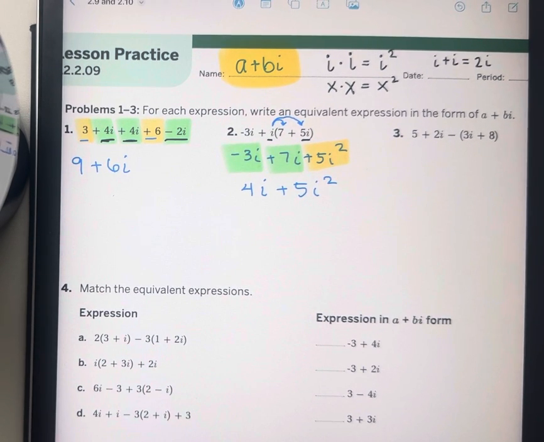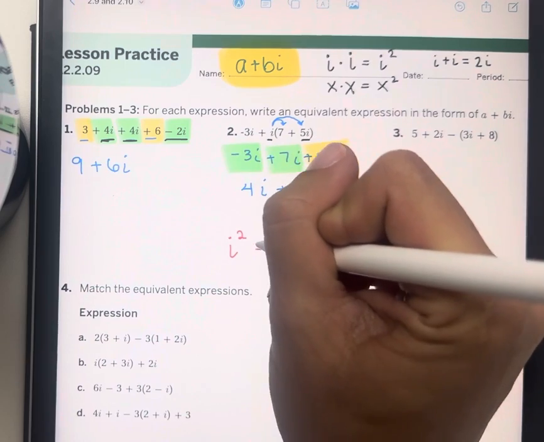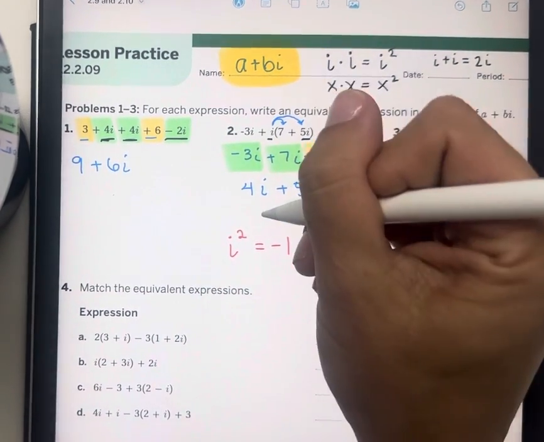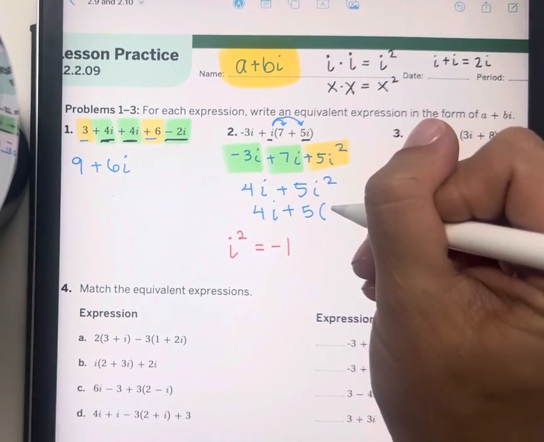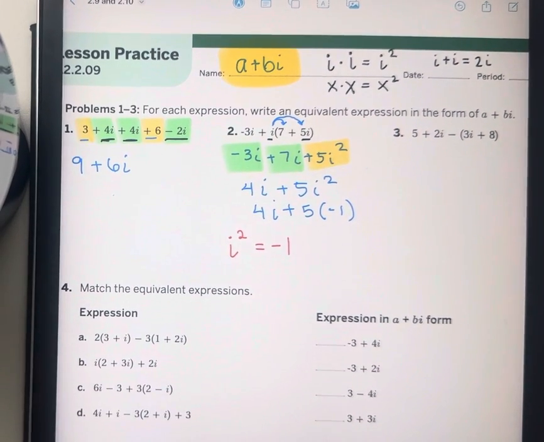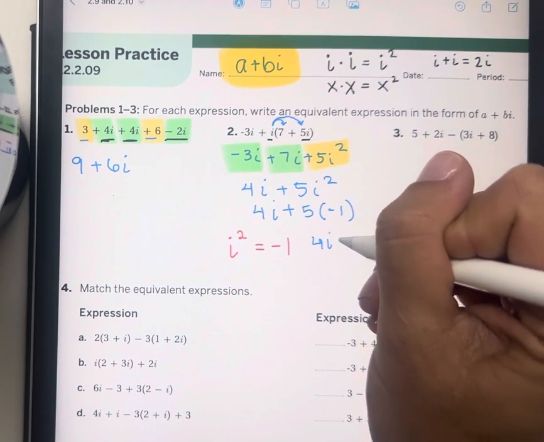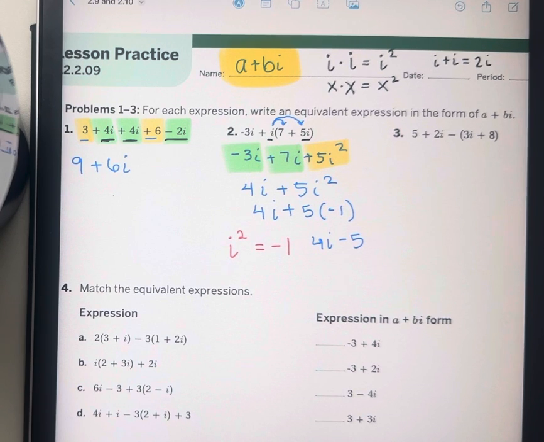So the number one thing you need to remember is that i squared equals negative 1. Which means this is 4i plus 5 times negative 1, because i squared is negative 1. Which means that this is 4i minus 5. Which is cool, except it still doesn't look like a plus bi.